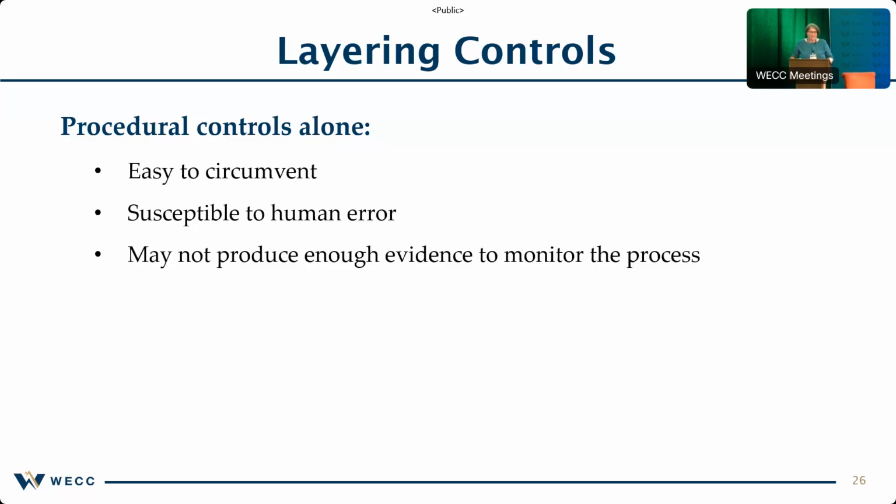And finally, procedural controls, unless designed to do so, may not produce enough evidence to monitor the effectiveness of the process. And this is why it's common to layer controls or select controls from more than one category and not rely 100% on those procedural controls.